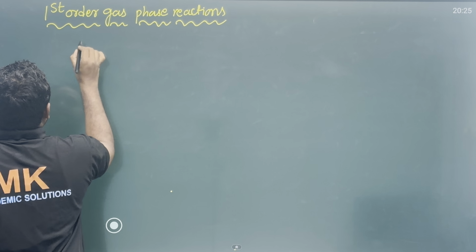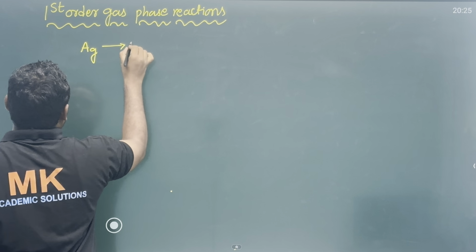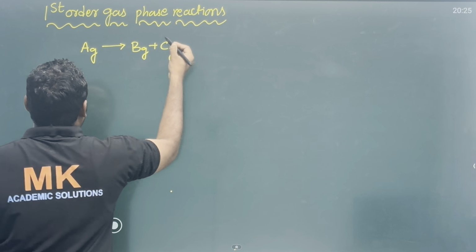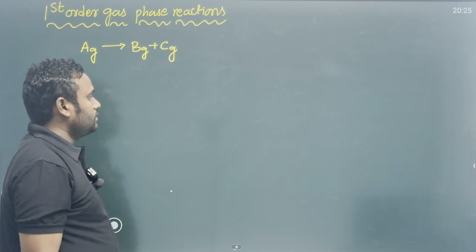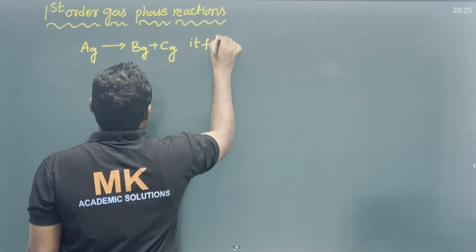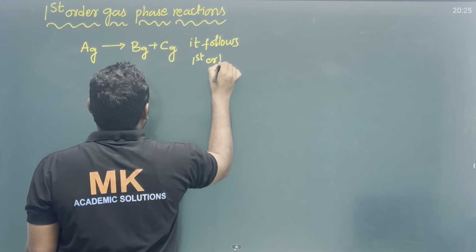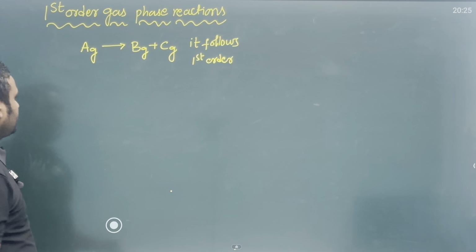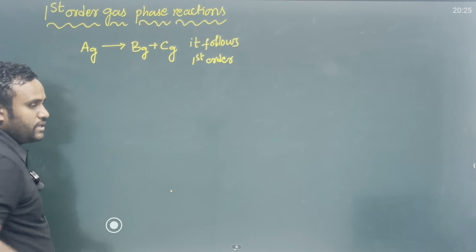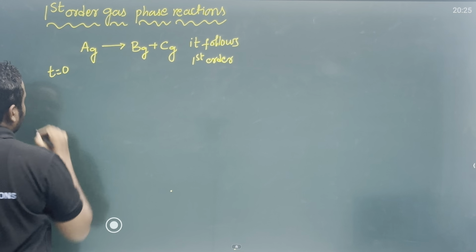Let us consider A gas giving rise to B gas plus C gas. It follows first order kinetics, like that we consider. Here A is a gas, B is also a gas and C is also a gas. At time t is equal to 0, means at initial time.